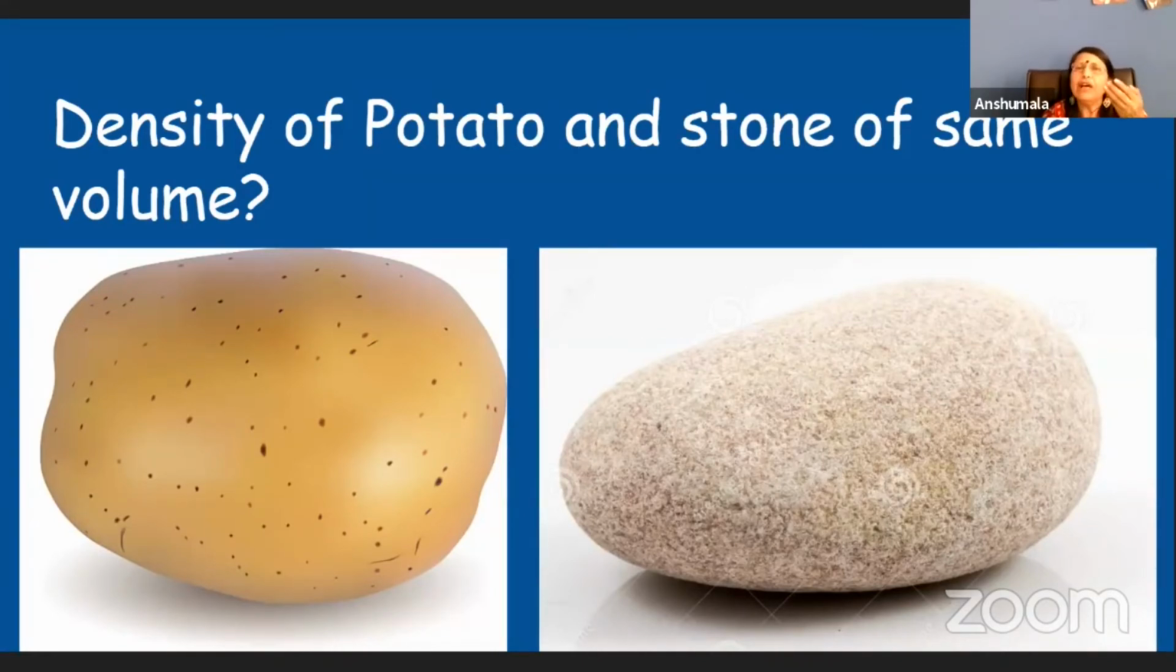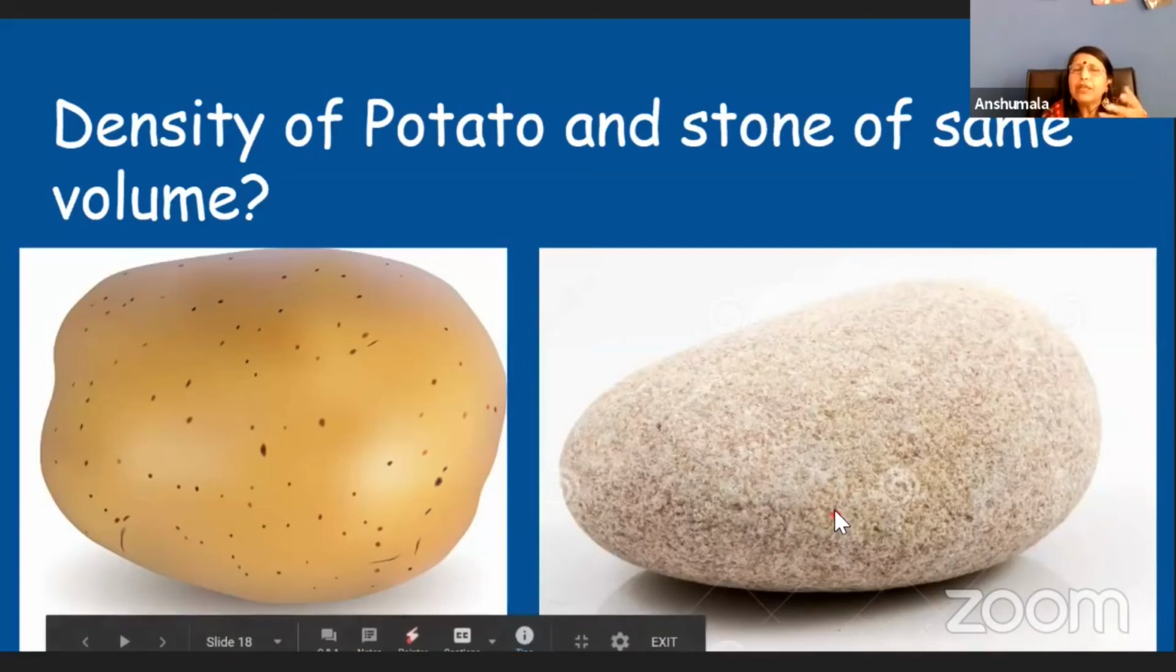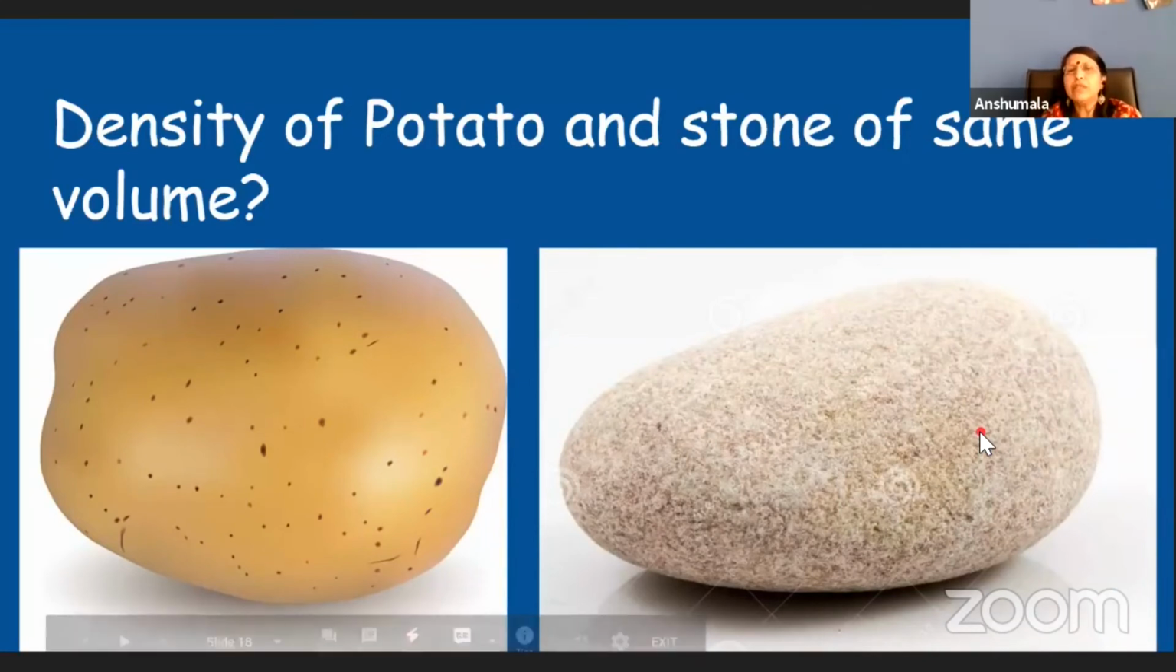The stone will have greater density, because if you have the same volume and you measure the mass, the stone has greater mass. But even if you were to take a smaller potato or a potato slice, or even if, instead of a stone, you took a full mountain, the density of the stone will remain the same as long as the material is evenly distributed.